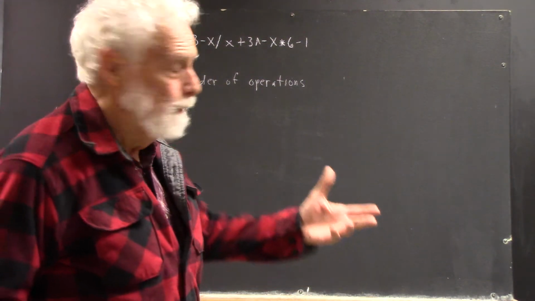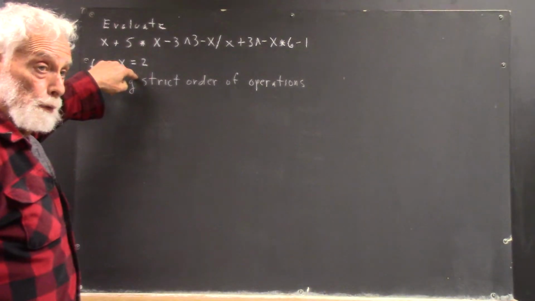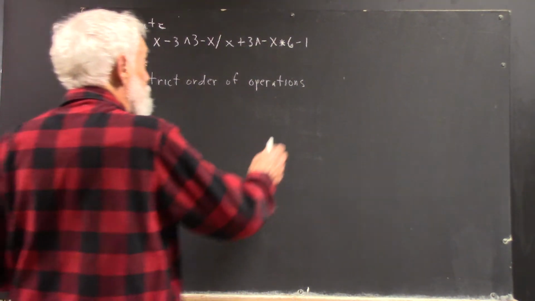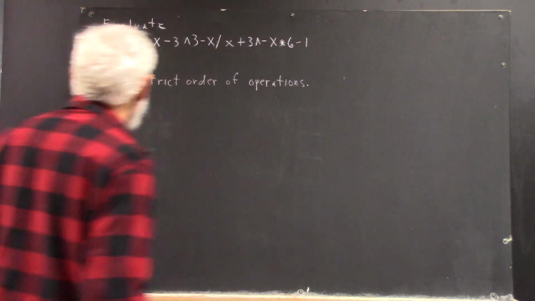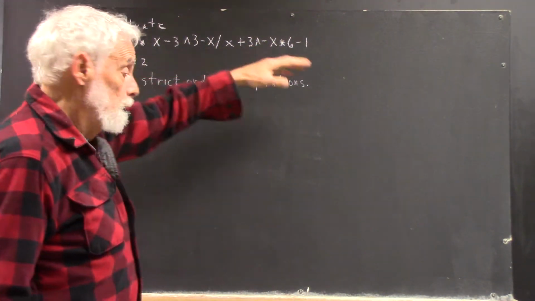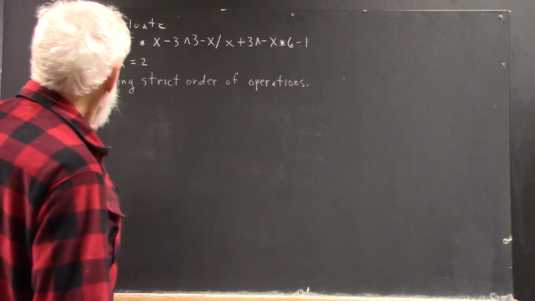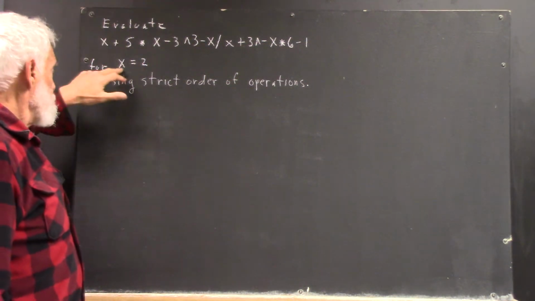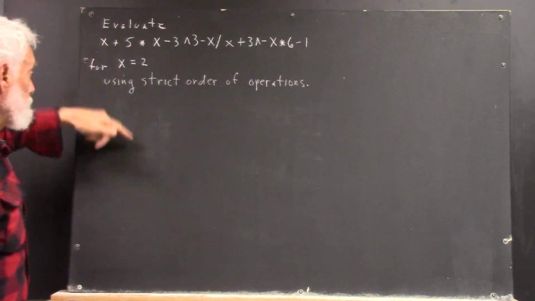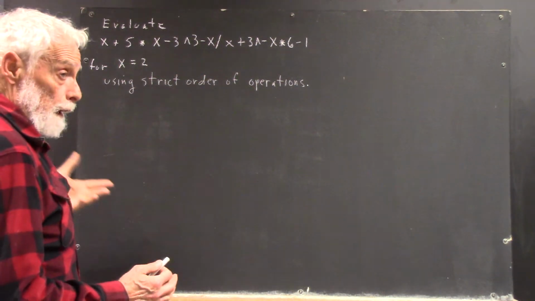Suppose we want to evaluate this expression for x equals 2 using strict order of operations, which is my rule in pretty much all of my classes. Okay, so how are we going to do that? Well, first we look at this big long expression, not that long, but long enough. We're going to have to substitute 2 for all x's. So we're going to write out the expression, putting a 2 in for every x, then we'll figure out what to do next.